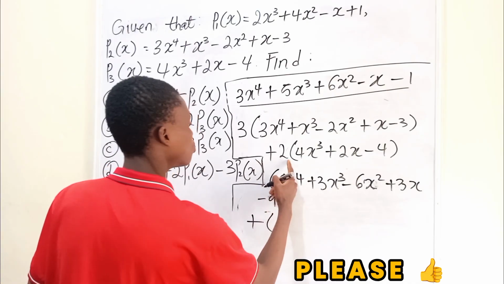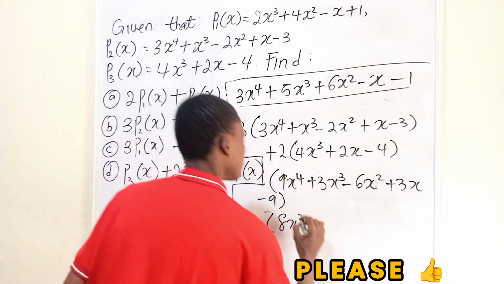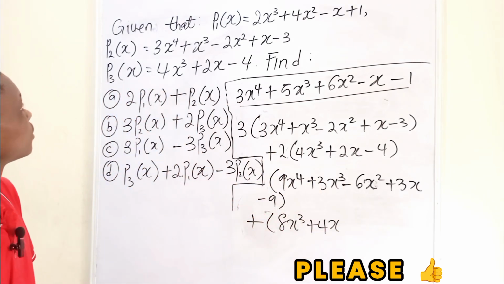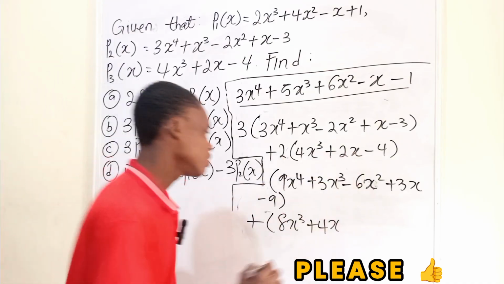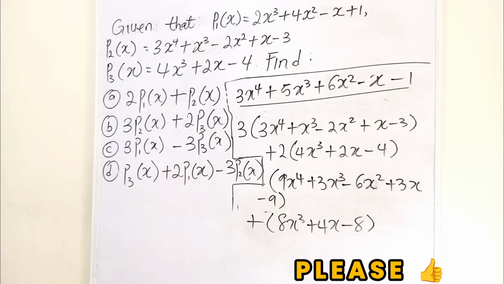2 times this gives us 8x cubed. 2 times this gives us plus 4x. All right. 2 times negative 4 gives us negative 8. All right, we have just expanded that bracket.